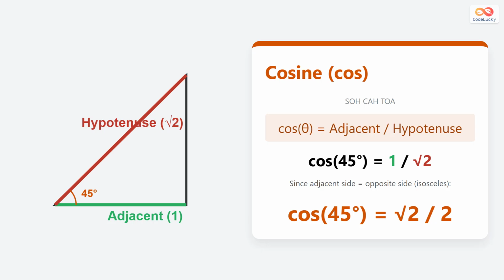Next is cosine. Cosine is adjacent over hypotenuse. Looking at our triangle, the adjacent side is 1, and the hypotenuse is the square root of 2. Notice this is the same as the sine value. After rationalizing the denominator again, we get the square root of 2 over 2.